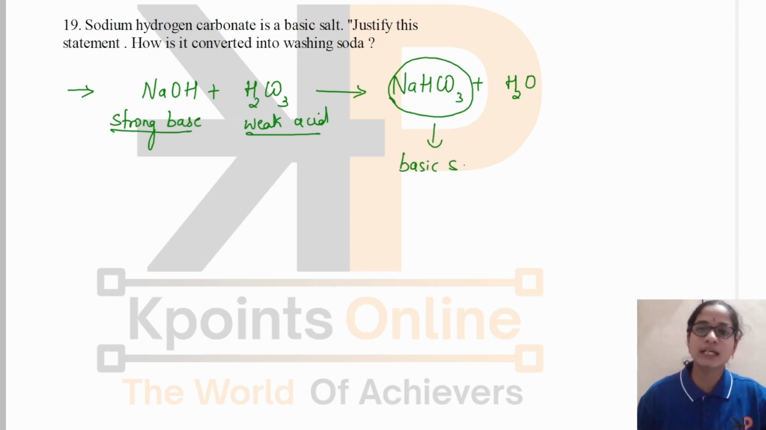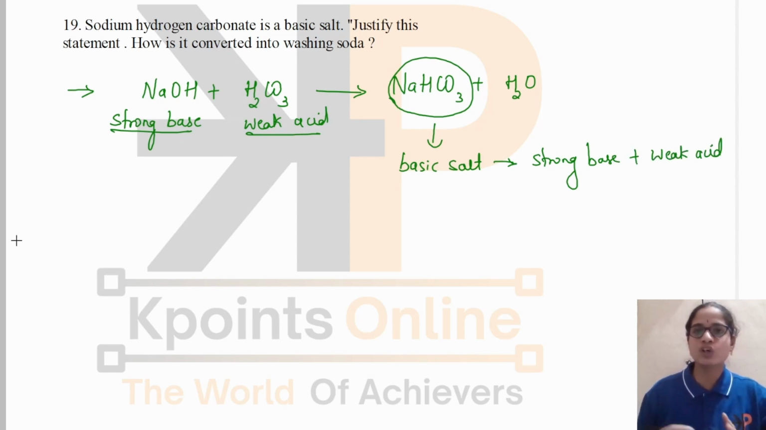We know that when a salt is formed between a strong base and a weak acid, it will be basic in nature. If the salt is formed between a strong acid and a strong base, then the salt will be neutral in nature. If it is formed by a strong acid and a weak base, then the resulting salt will be acidic in nature. Okay. And they have also asked how it is converted into washing soda.